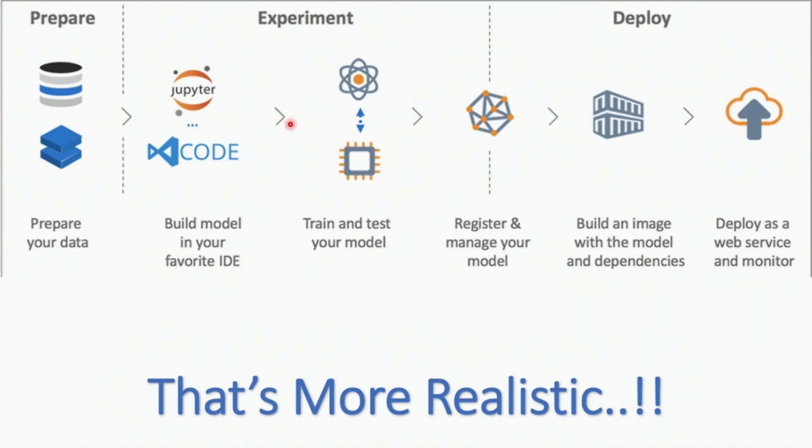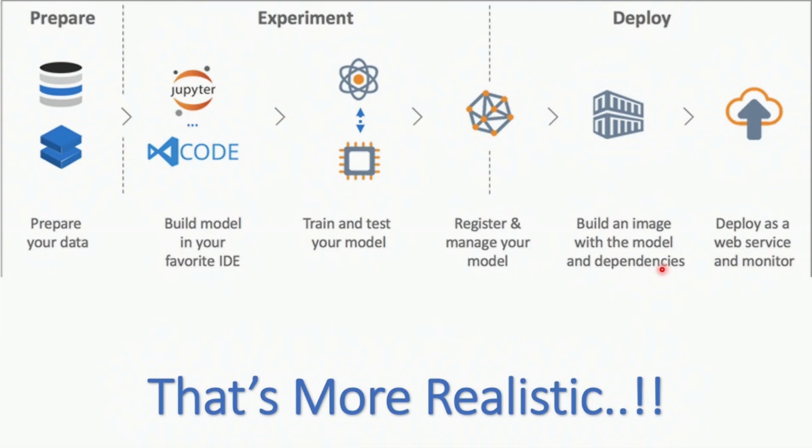Under the experiment phase, we have Jupyter notebooks, and some people use Visual Studio Code. This is also becoming very popular now, along with PyCharm, which is another popular tool. And then you build your model, you train and test, and you iterate over it. Then finally you have a candidate model, which you register and manage, and then you move on to deploying it. And here we can see certain keywords start popping up, like web services, monitoring, dependencies, etc.